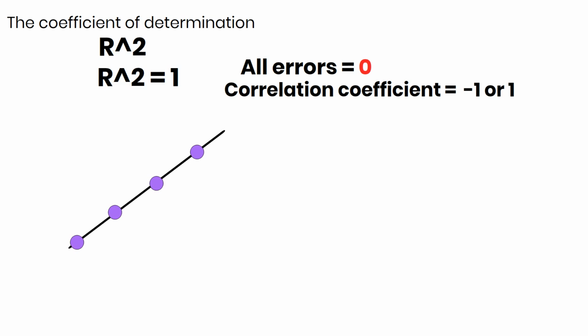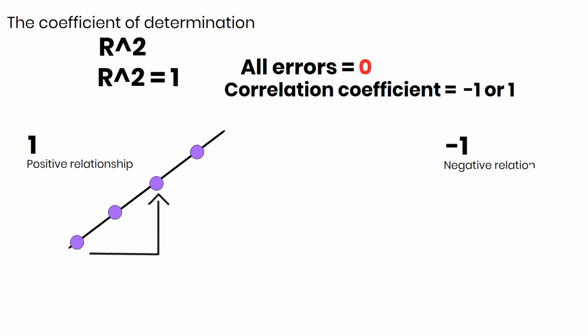A correlation coefficient of 1 indicates a perfect positive relationship, where increases in the independent variable lead to proportional increases in the dependent variable. Conversely, a correlation coefficient of -1 indicates a perfect negative relationship, where increases in the independent variable lead to proportional decreases in the dependent variable.